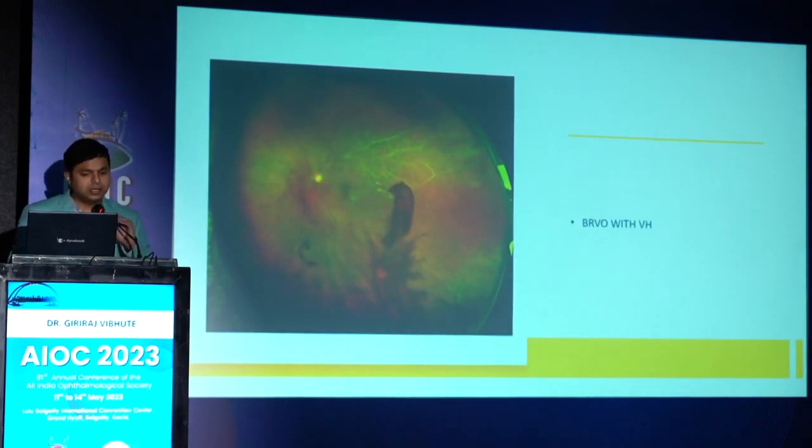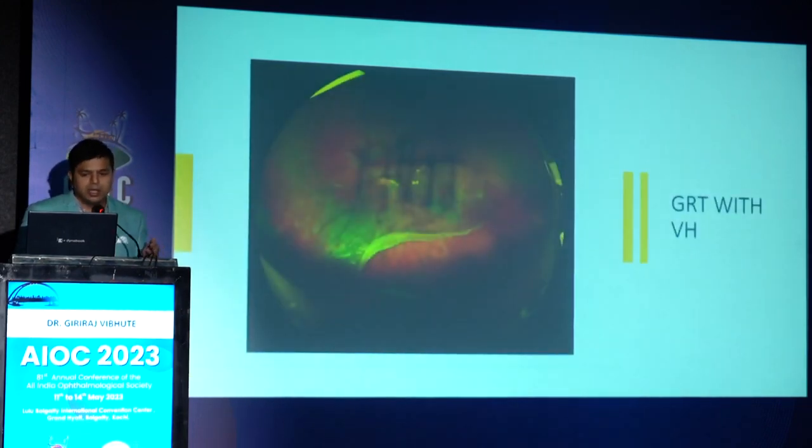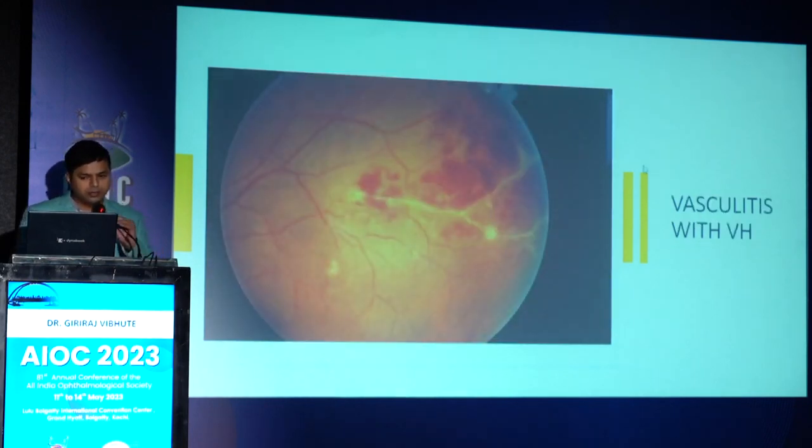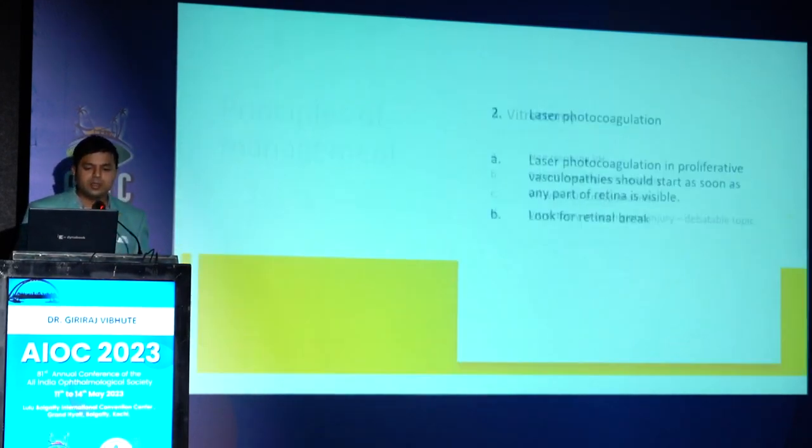In some of our cases, the most common condition in hypertensives, we see branch retinal vein occlusion leading to vitreous hemorrhage. In cases of trauma, we have to look for GRTs or dialysis. In this, you can see the sutured cornea through which a wide field image has been taken. PCV can cause breakthrough hemorrhage, and of course vasculitis in young patients.